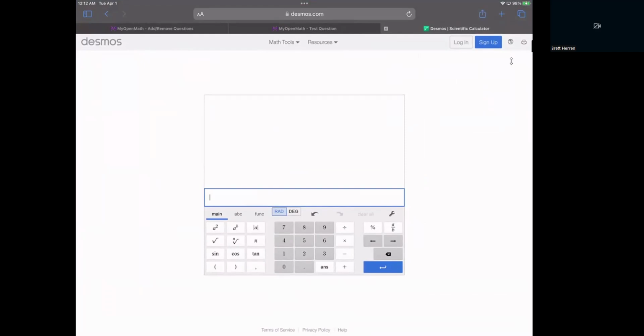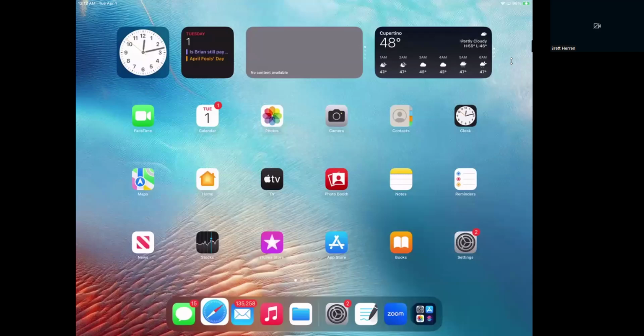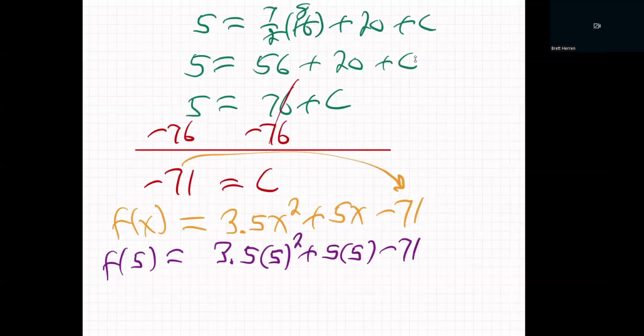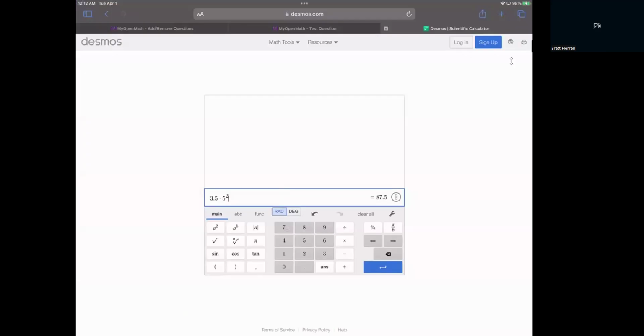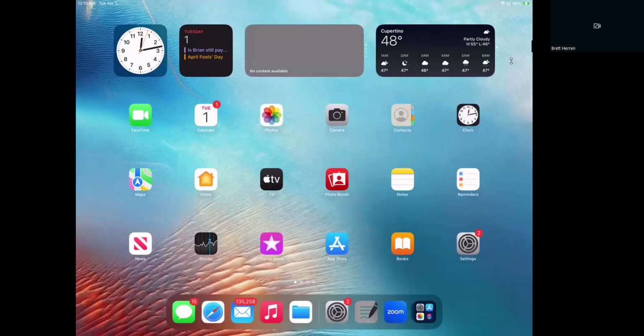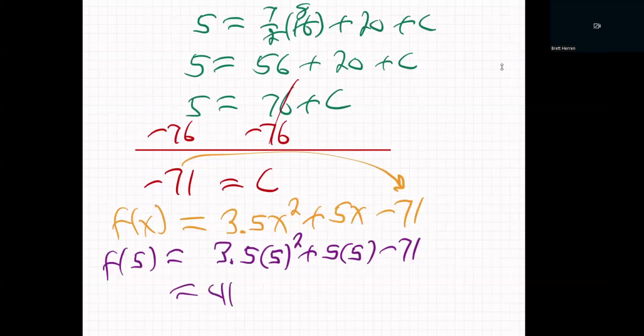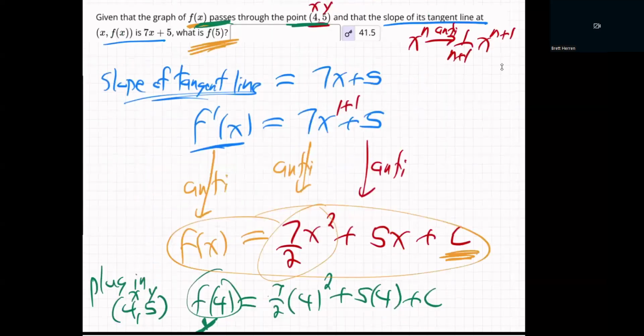Here we go. It's having a little problem. 3.5 times 5 squared, plus 25, minus 71. And what do we get? 41.5. And I believe that was the answer.